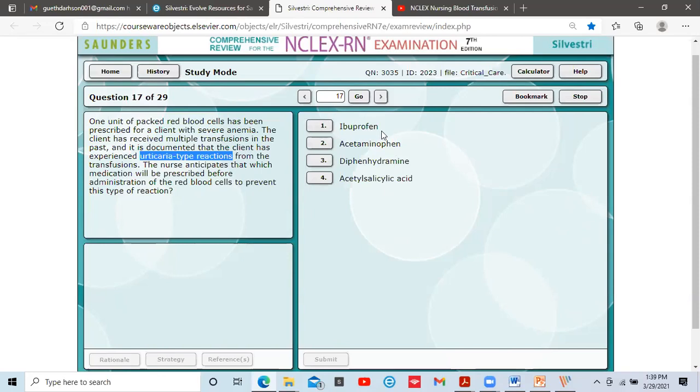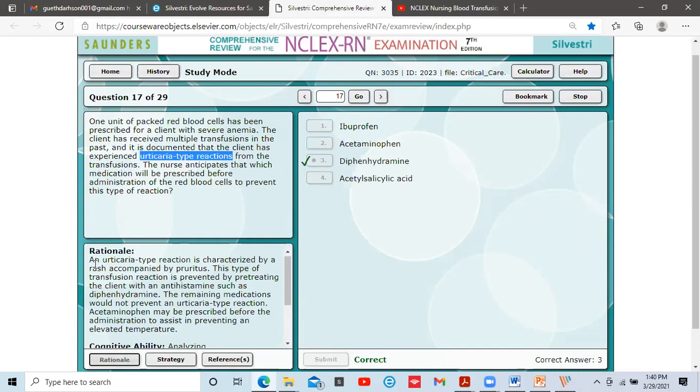Ibuprofen is a non-steroidal anti-inflammatory medication. Acetaminophen is for fever or mild pain. Acetylsalicylic acid is aspirin. Diphenhydramine is an antihistamine for rash, itching, or pruritus. Definitely, number 3 is your choice.